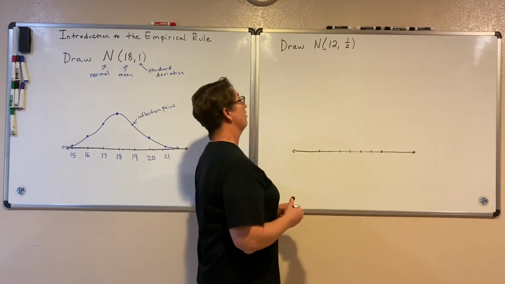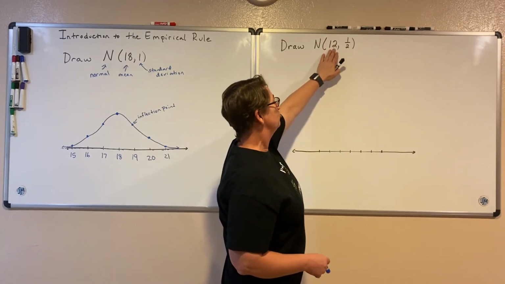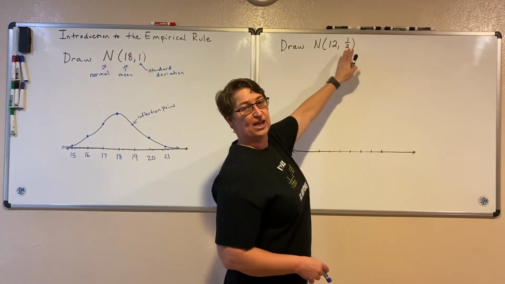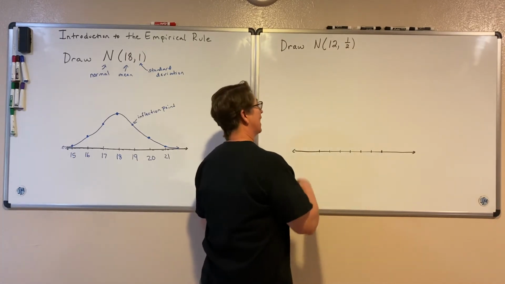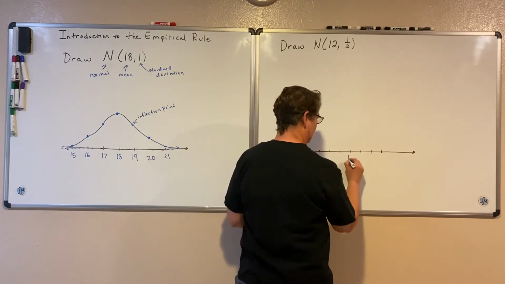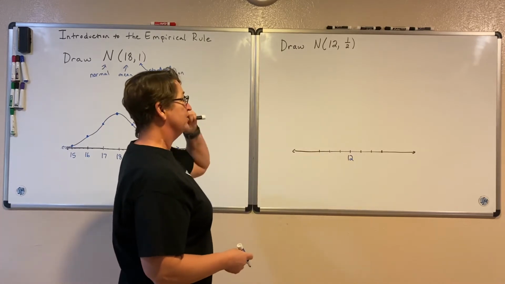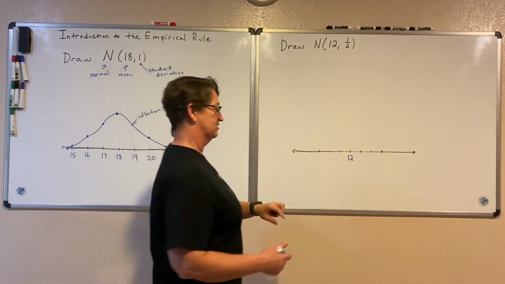I'm going to go ahead and draw this one as well. This is also a normal distribution. My mean is at 12, and my standard deviation is 1/2. So when I get ready to look on my number line, my mean goes in the middle again. And now, instead of counting by ones, I'm counting by halves, because my standard deviation is just 1/2.